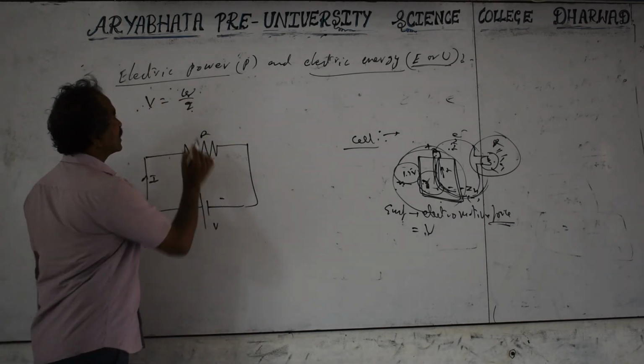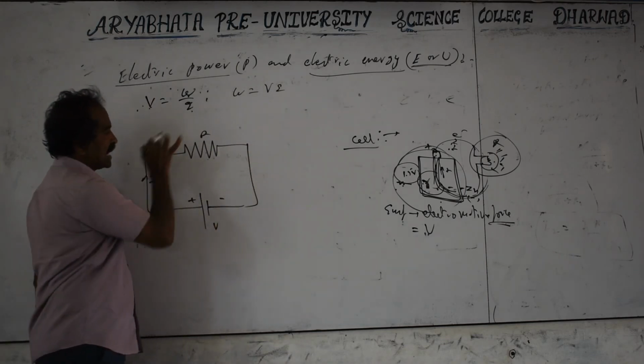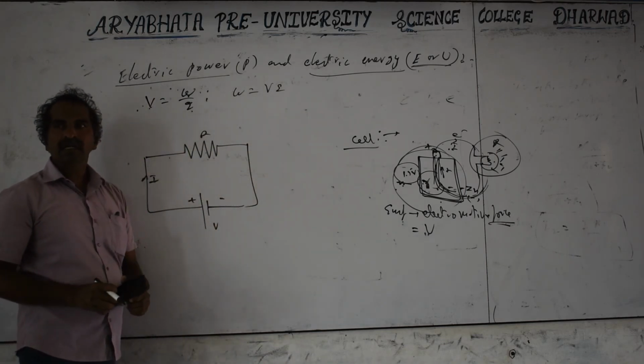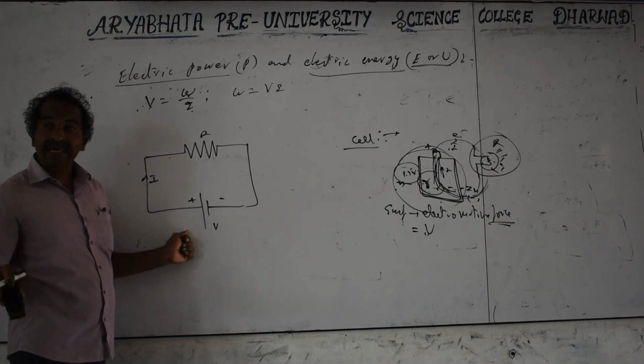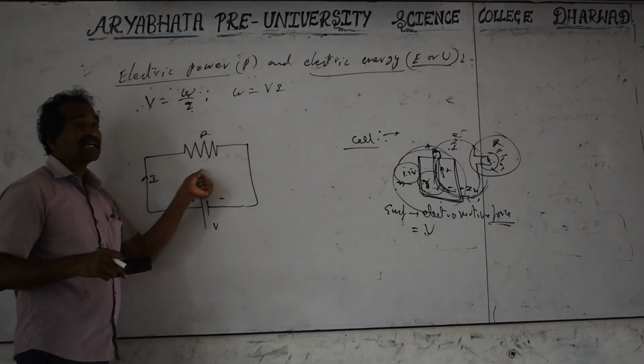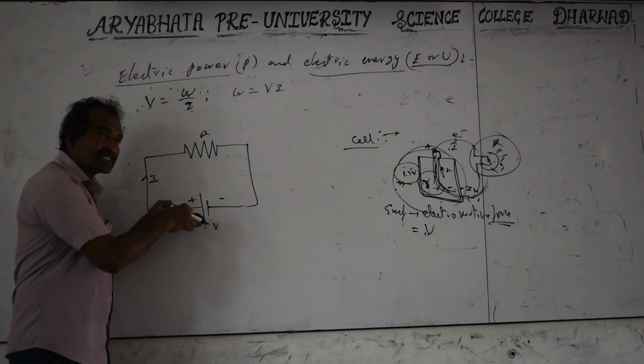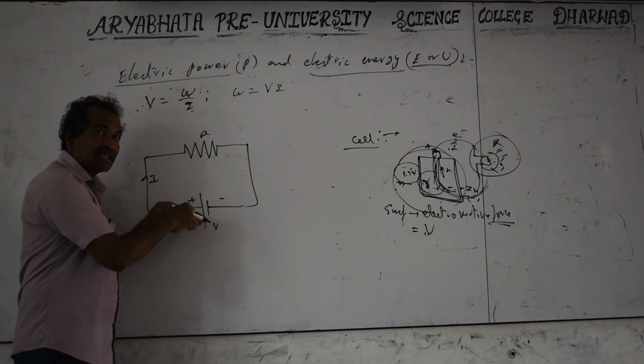So what is the work done now? Work done is nothing but equal to V into q. That means for this cell connected across the resistance R, the potential difference of the cell is defined as the work done to move a unit charge across the resistance connected outside. This is called the external resistance. Because inside the cell also resistance is there, chemicals are there inside, that is the internal resistance.